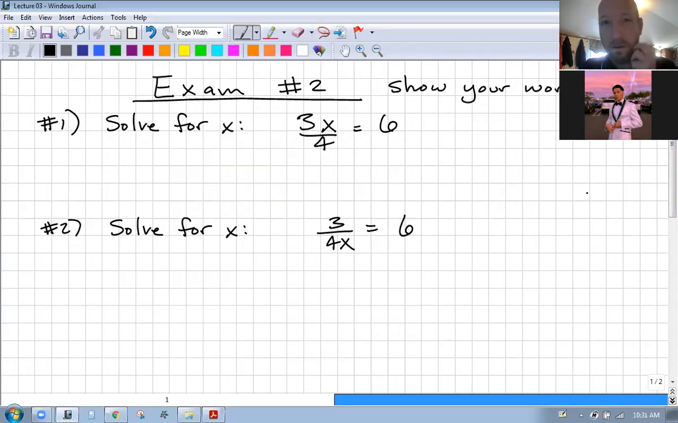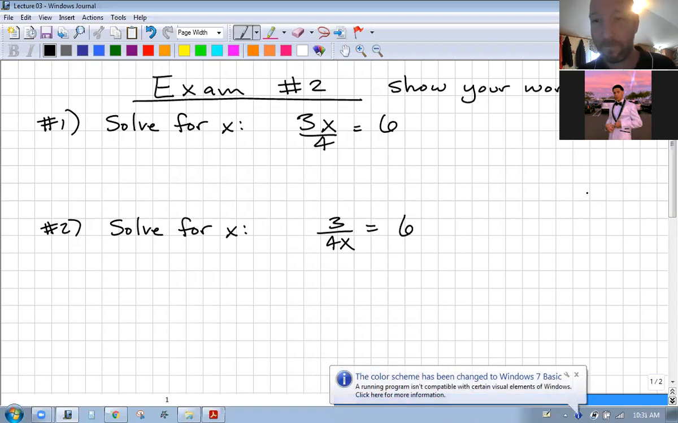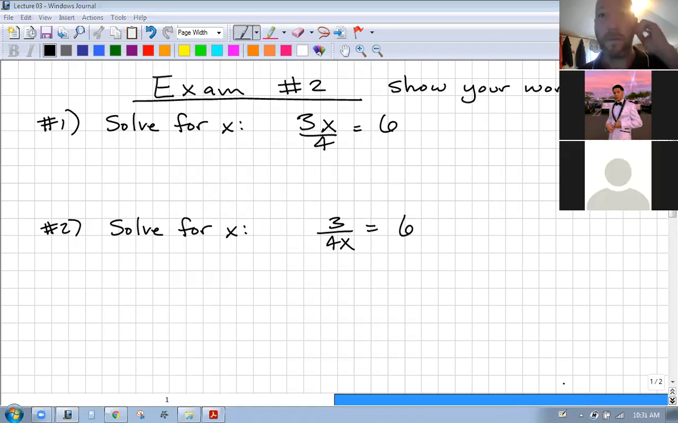Guess first things first, let's go over the exam from last time. Okay, so number one, we needed to solve for x as always. On this one, we have to get rid of the 3 and the 4 off of the x. So since we're dividing x by 4, we need to multiply both sides by 4. Make sure whatever you do to one side, you have to do it to the other as well. And since we're multiplying x by 3, we need to divide both sides by 3.